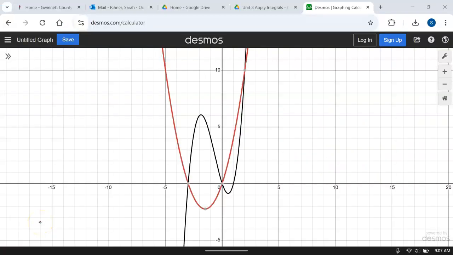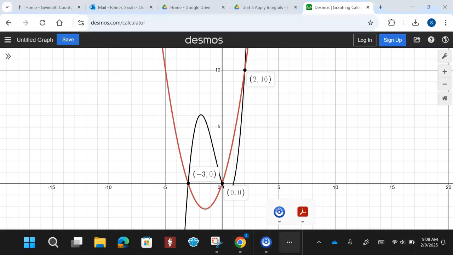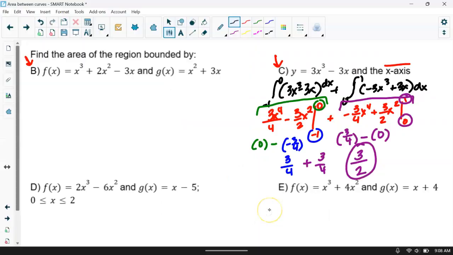And so notice when you graph, the black graph here, that's the x cubed function, and the red is the x squared function. So notice how from -3 to 0, your f of x function, that x cubed function, is up top. But then from 0 to 2, notice how it went below. So that's our two sections here. So from -3 to 0 and from 0 to 2.